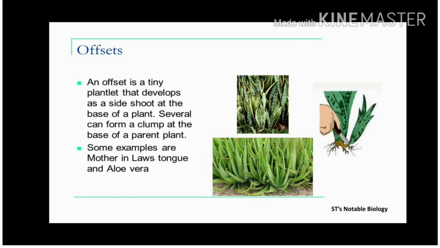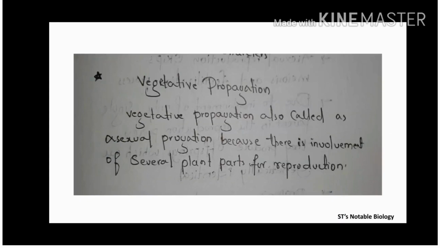In this picture, you can see there is a tiny plant. What is it? A tiny plantlet which is growing near the parent plant. If we cut this tiny plant and grow it in a new pot, it will grow successfully. This is also an example of vegetative propagules.